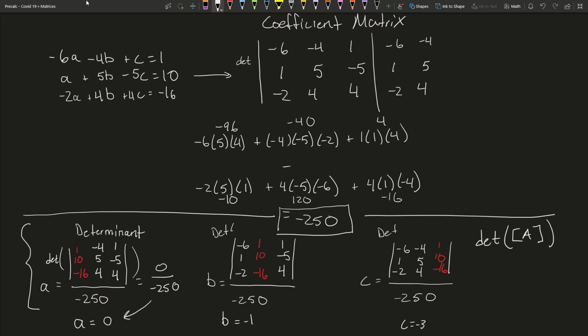All right. On part B, this determinant comes out to be 250, and then our denominator is -250. So 250 divided by -250 is -1. And then on C, our numerator, our determinant of our matrix, turns out to be 750. 750 divided by -250 is equal to -3. Okay, so we're not subtracting, we're dividing.